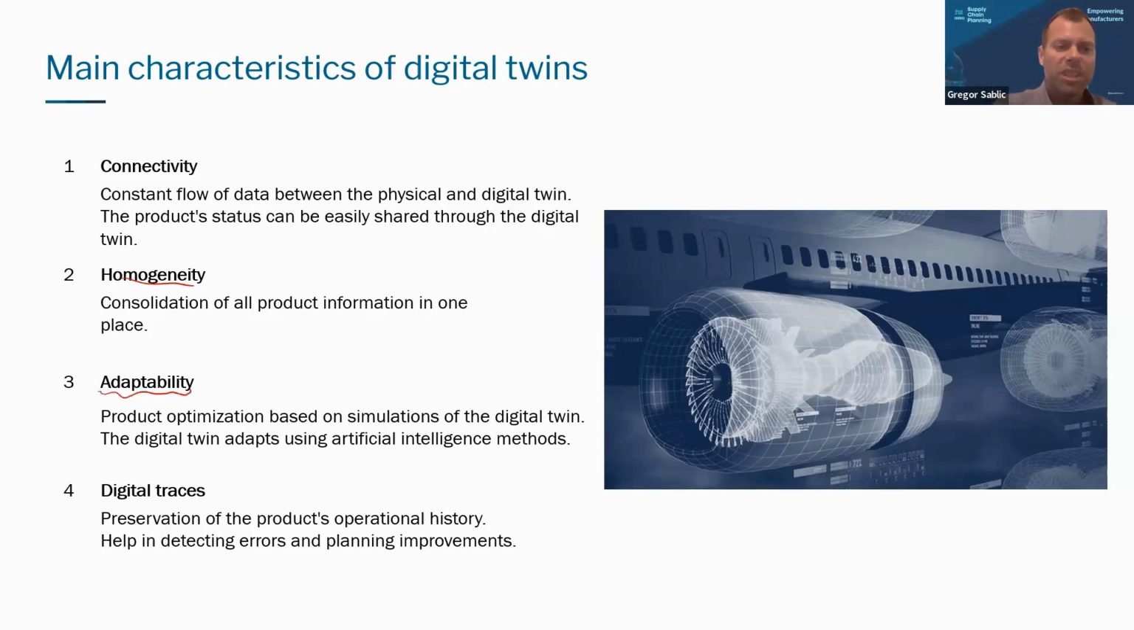Then the digital twin itself also enables adaptability in terms of simulations. So it can adapt using AI methods. So advanced algorithms, additional algorithms can help the digital twin to adapt to certain parts which are in the background. And then at the end, it also has digital traces, so it helps in detecting errors and also planning improvements ahead of us.